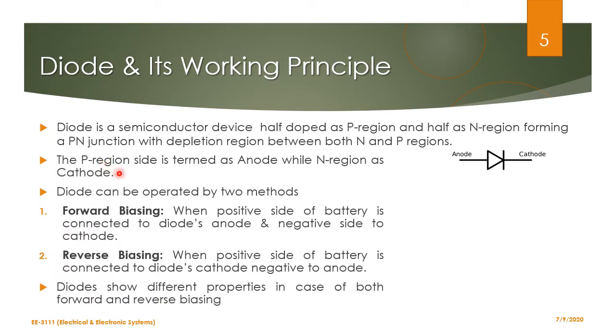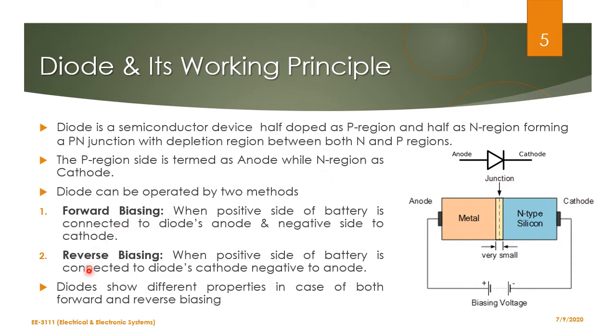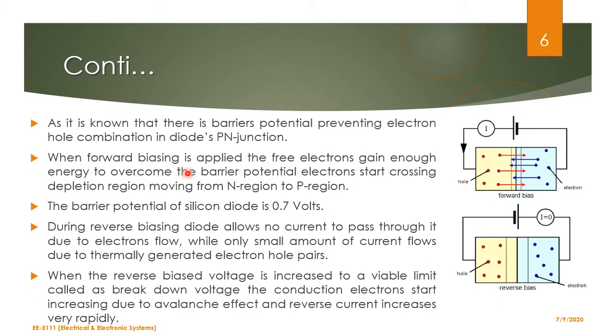The p region is called the anode while the n region is called the cathode. A diode can be operated in forward and reverse biasing depending on the connection of anode and cathode with the terminals of a battery. If the anode of the diode is connected to the anode of the battery and similarly for the cathode, it will be forward bias, and vice versa for reverse biasing. When the diode is forward biased, the free electrons gain enough energy to overcome the barrier potential of the diode, 0.7 volt, and current starts flowing through the diode. While in reverse biasing, the diode doesn't allow any current to pass through it. Only a small current flows due to thermally generated electron hole pairs.